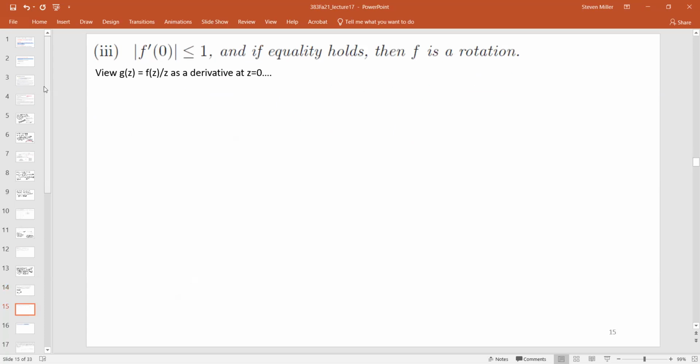And then the last one is that if equality holds, then f is a rotation. Given that we only have 2 minutes left, I'm not going to go through this right now. We'll either finish it in class tomorrow, or I'll just leave it as an exercise. But again, it's viewing the function f of z over z.